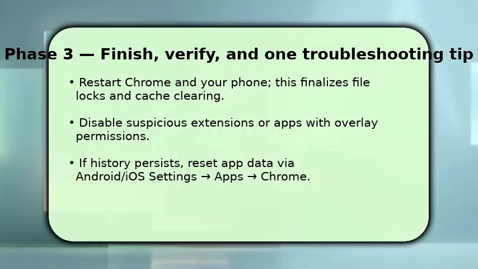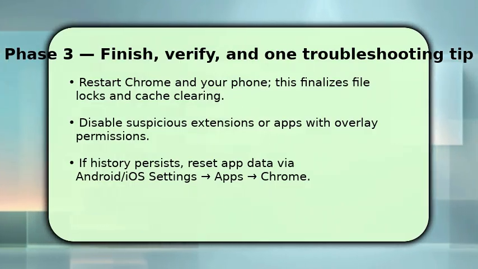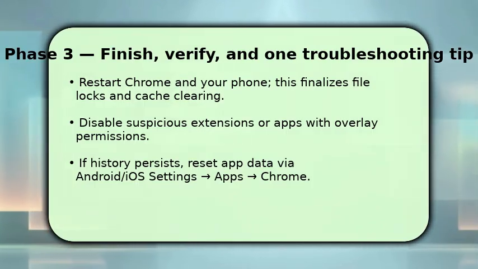If you still see history-like items, go to Android or iOS settings, find Apps, then Chrome, and choose Reset App Data or Clear Storage. That is a deeper wipe. If problems persist, check for a managed profile or parental controls.